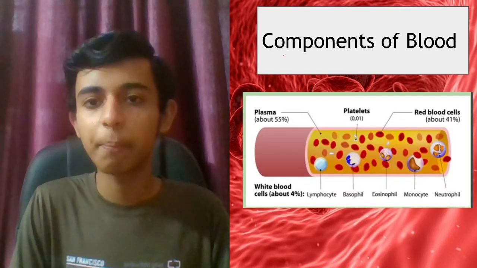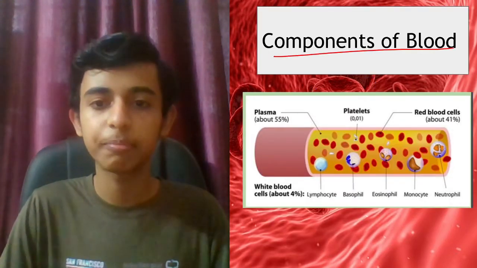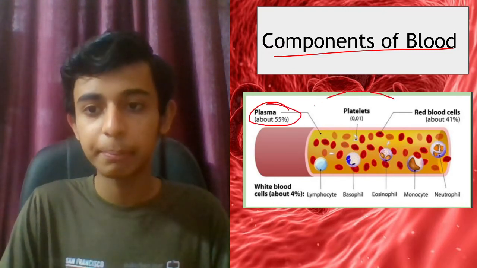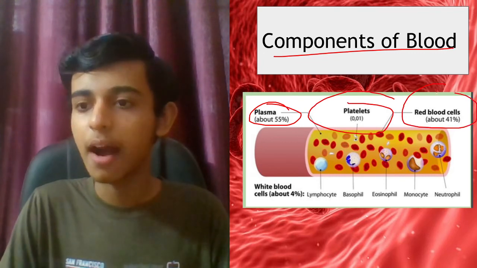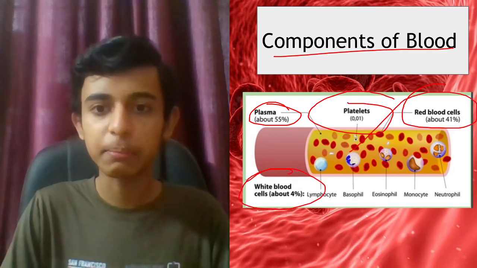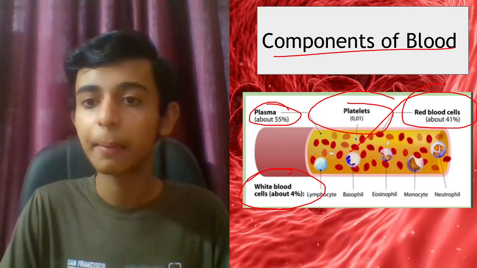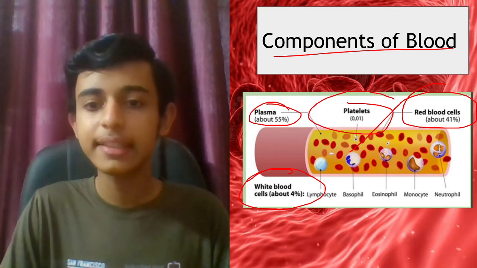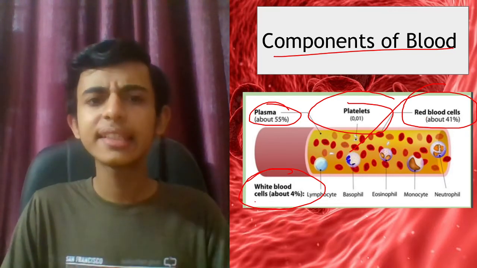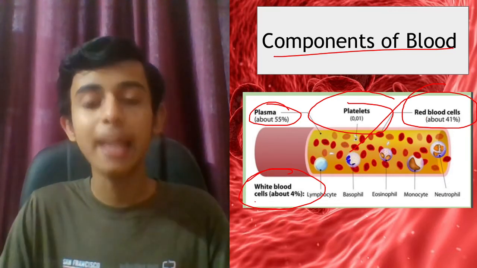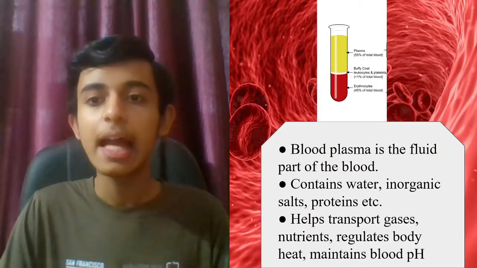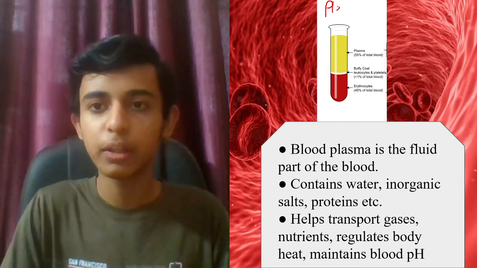Now let's move to the components of blood. So what are the components of blood? The components of blood are plasma, platelets, RBCs, WBCs. Learn with me: plasma, platelets, red blood cells, white blood cells. Now let's get into the depth of these components of blood. What are they exactly? First of all, let's learn about plasma.